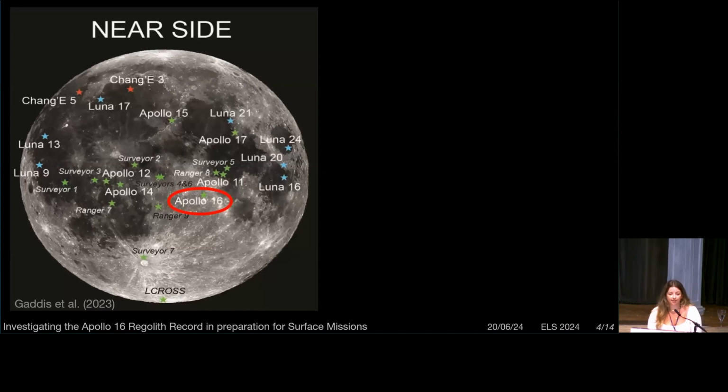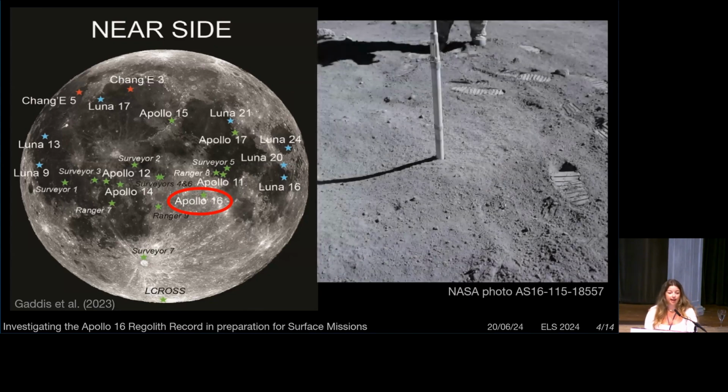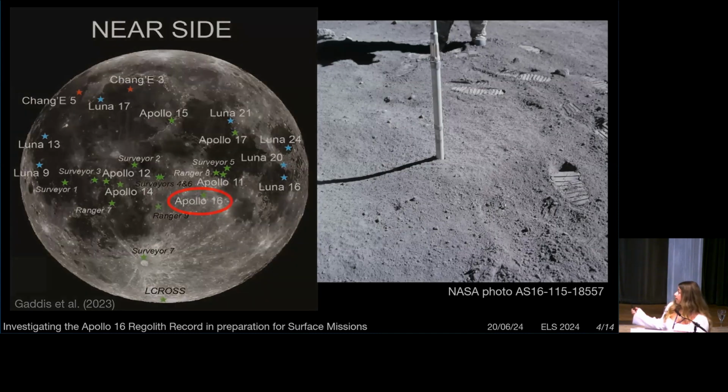So Apollo 16 visited the central near-side lunar highlands, and you can see this in the red circle. And the samples we've chosen to look at are from double drive tubes, pictured here, which sample up to 60 centimeters depth in the regolith.